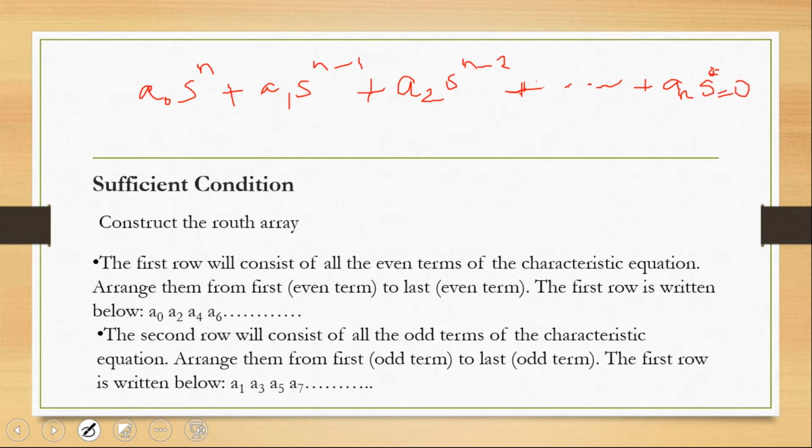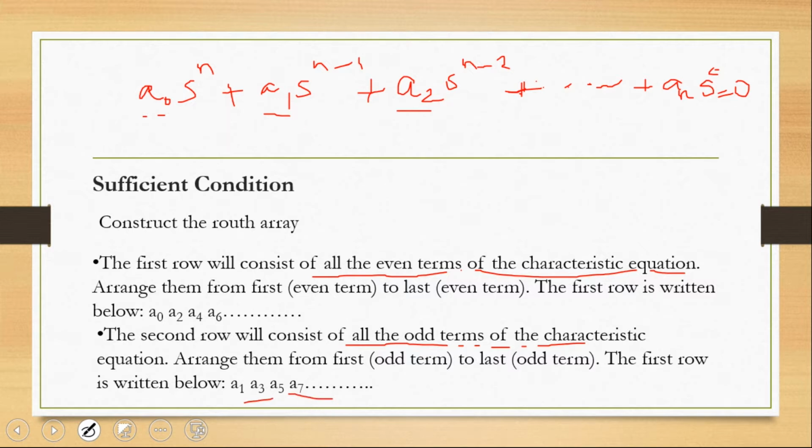So in this, the first row of the array will consist of all the even terms of the characteristic equation. That means the first row will have a0, a2, a4, etc. The second row will consist of all the odd terms of the characteristic equation. So it is a1, a3, a5, a7.